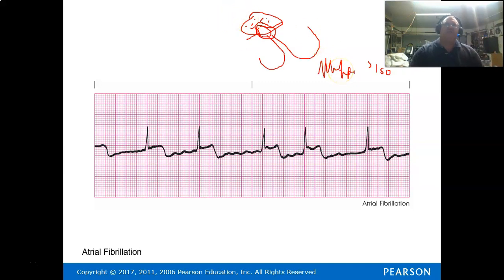Calcium channel blockers like verapamil slow the conduction down through here. And so instead of having a heart rate of 150, it drops back down to a normal rhythm. And we're going to talk about that when we actually treat it.